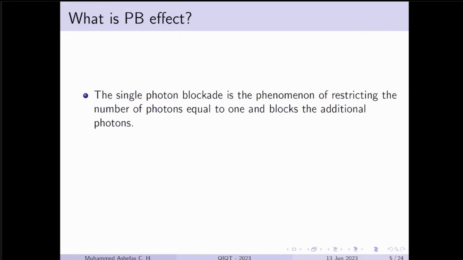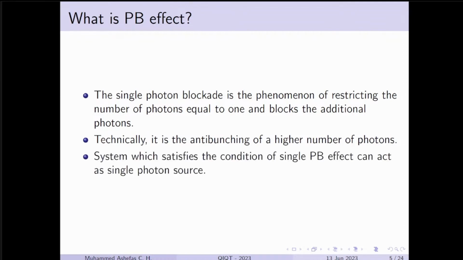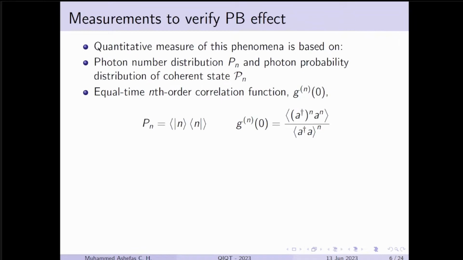Single photon blockade is a phenomenon of restricting the number of photons equal to 1, and it blocks the presence of additional photons. In technical terms, we can call it an anti-bunching phenomenon of higher numbers of photons. A system which satisfies the single photon blockade can be treated as a single photon source. So this is the main idea behind our work. If you can achieve a single photon blockade in a system, it can be used as a single photon source. So how do we verify the presence of the photon blockade?